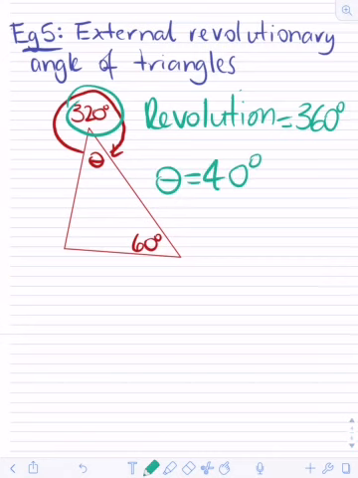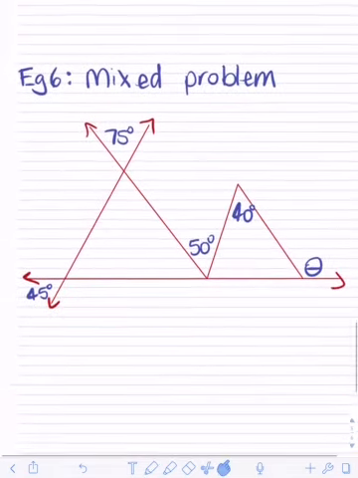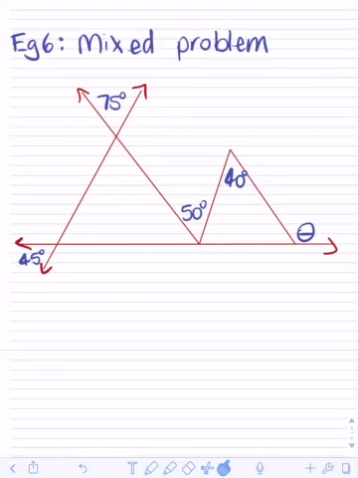In these simple questions, you can do it the equation algebraic way that we did in example 1, or you can do it the simple way just by subtracting. Let's move on to a mixed problem here. Now, this is a problem where we incorporate all of our knowledge of angles in order to do it.